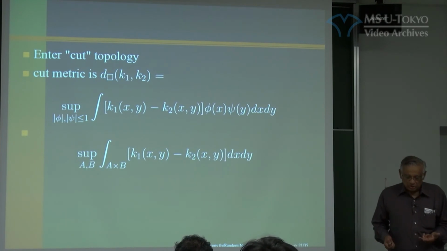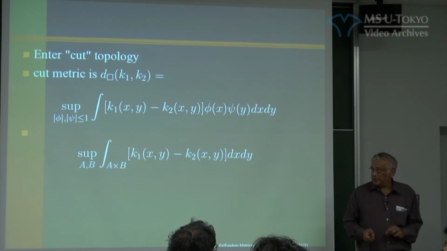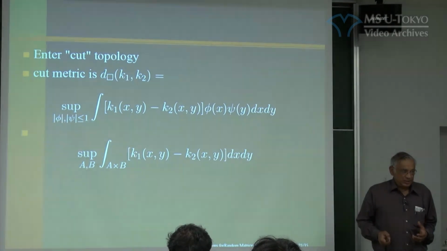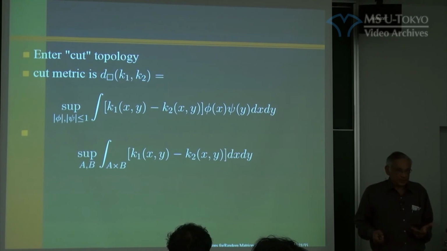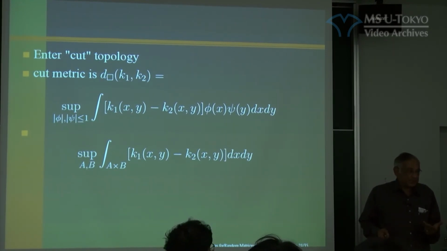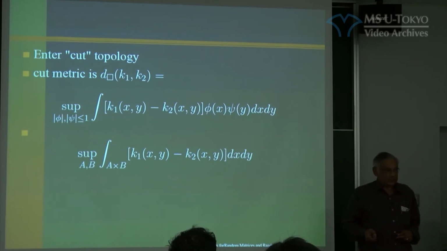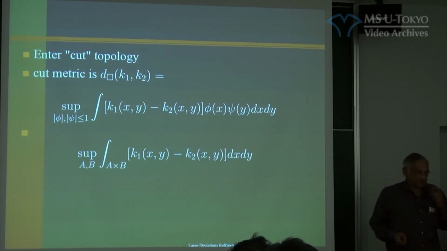Or it is equivalent to integrating over product rectangles A cross B, where A and B are Borel sets. If A and B are intervals, that is essentially the weak topology. If you take the supremum over all possible Borel sets in the plane, that is the strong topology. And the cut topology is something in between, where you take just the supremum over all possible rectangles A times B, where A and B are Borel. Okay.